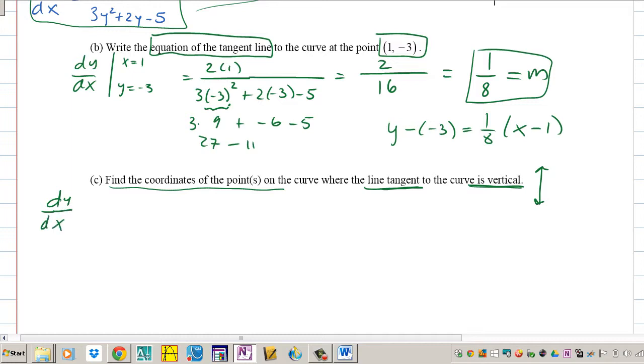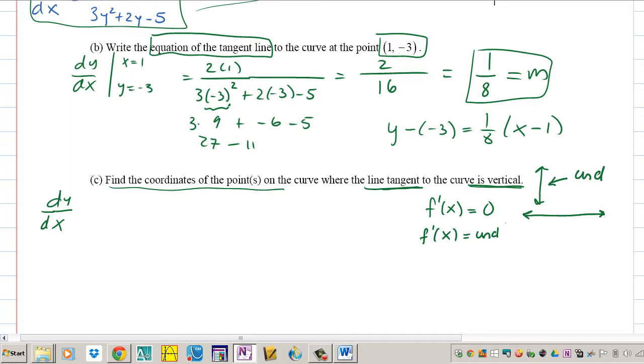dy/dx. Let's talk about what it means to have a horizontal tangent. A horizontal tangent means the derivative is equal to 0, because the derivative represents slope, and slope that is 0 is horizontal. Well, what is the slope of a vertical line? It's undefined. So that means we set the derivative and find the x values that make it undefined.